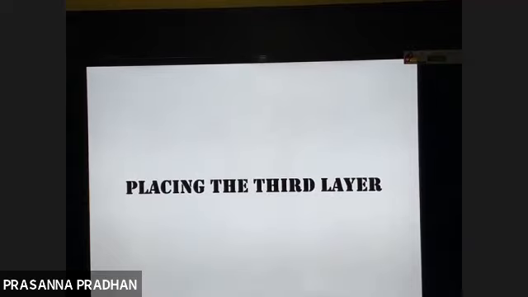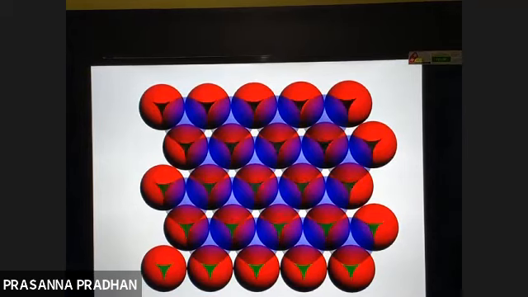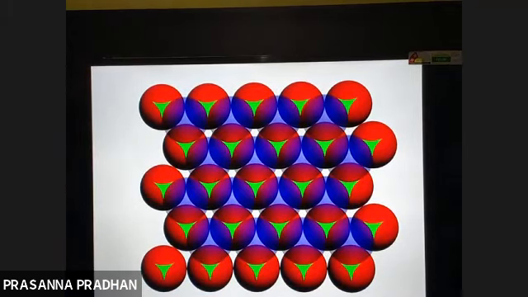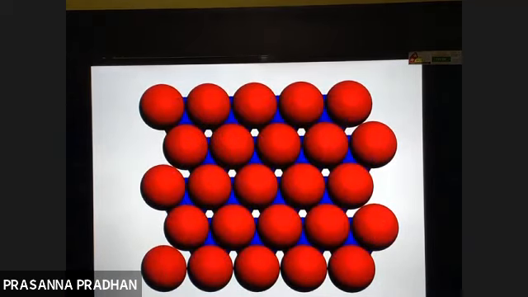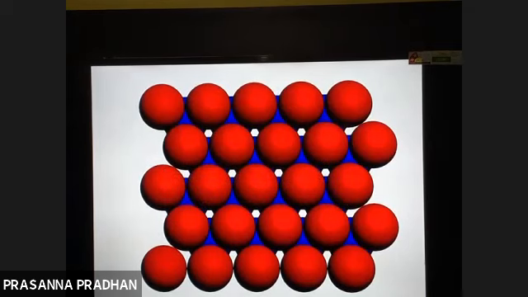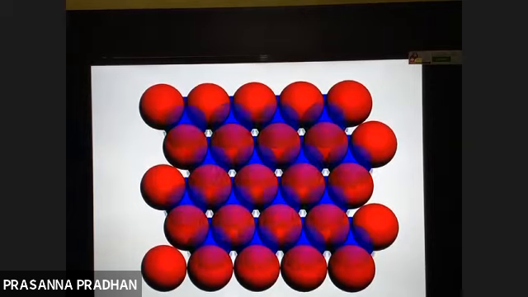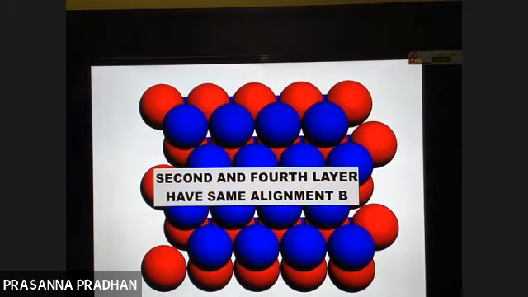Placing the third layer. Now look at this. This can be done in two ways. These are the triangular voids of the second layer that are not involved in making octahedral voids with the first layer. Got it? Placing the third layer on these voids is one way of placing the third layer. If we do this, the first layer and third layer look exactly the same. We can see that the first and the third layer have the same alignment, A. With similar reasoning, we keep a fourth layer on top of the third layer and see that the second and fourth layer have the same alignment, B.